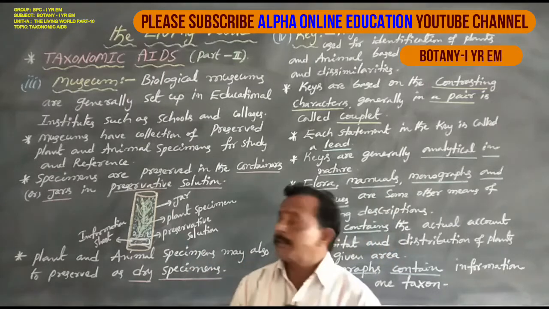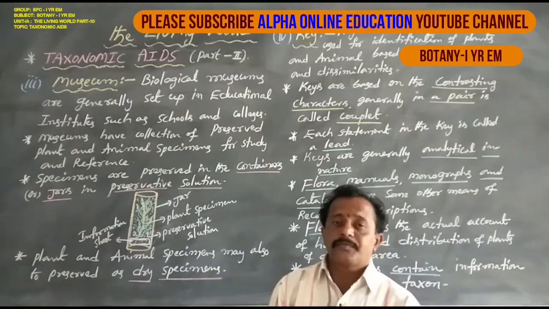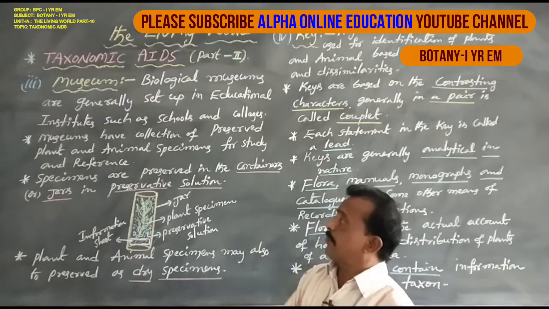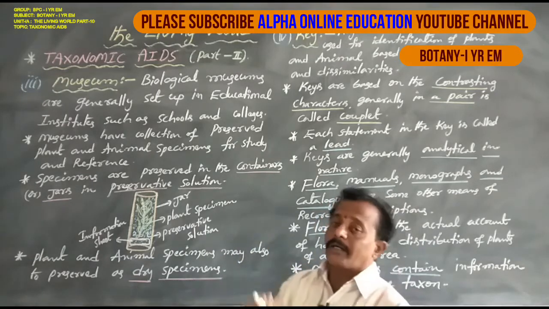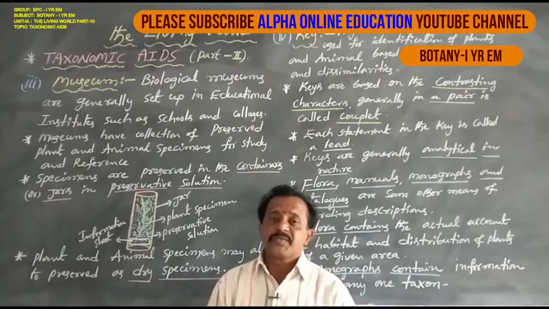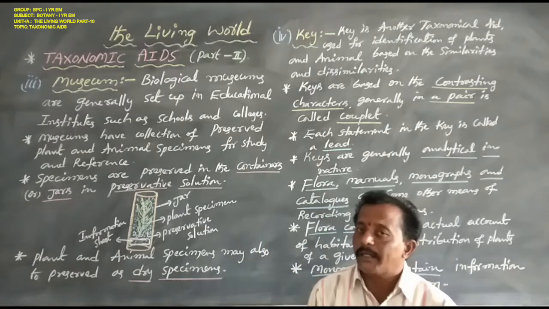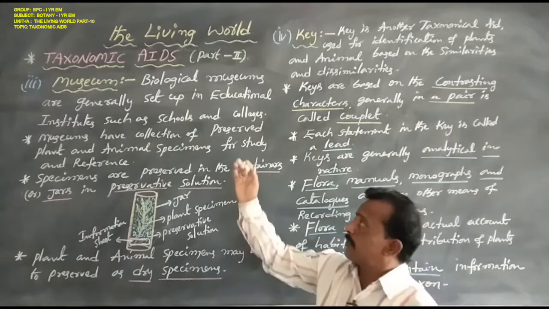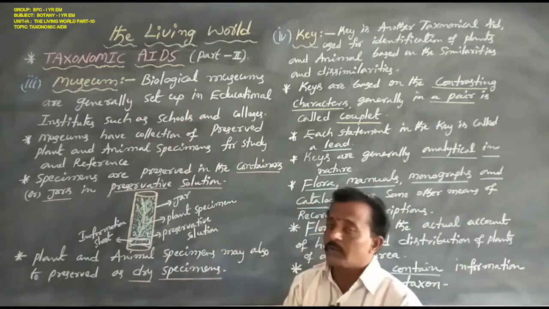Dear students, today we are going to discuss the taxonomical heads. In previous classes we already discussed two taxonomic heads, herbarium and botanical gardens. Now let's discuss the third taxonomic head, that is museum.